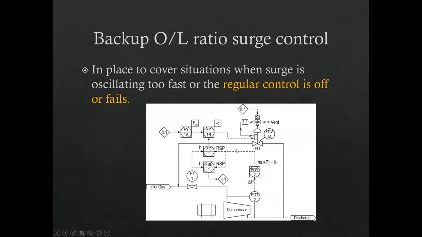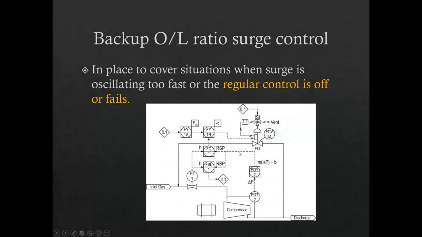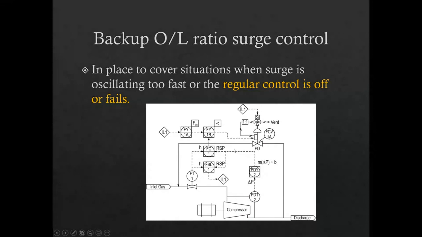The second one is backup open loop ratio surge control. Is that what that stands for? I hope it's what it stands for. Why do they take this out of the ILM? Basic ratio surge control with backup strategy. Okay, this is off of page 43 here. They've changed the wording a little bit, but they call this ratio surge control with backup. And wow, it's got some backup in here.